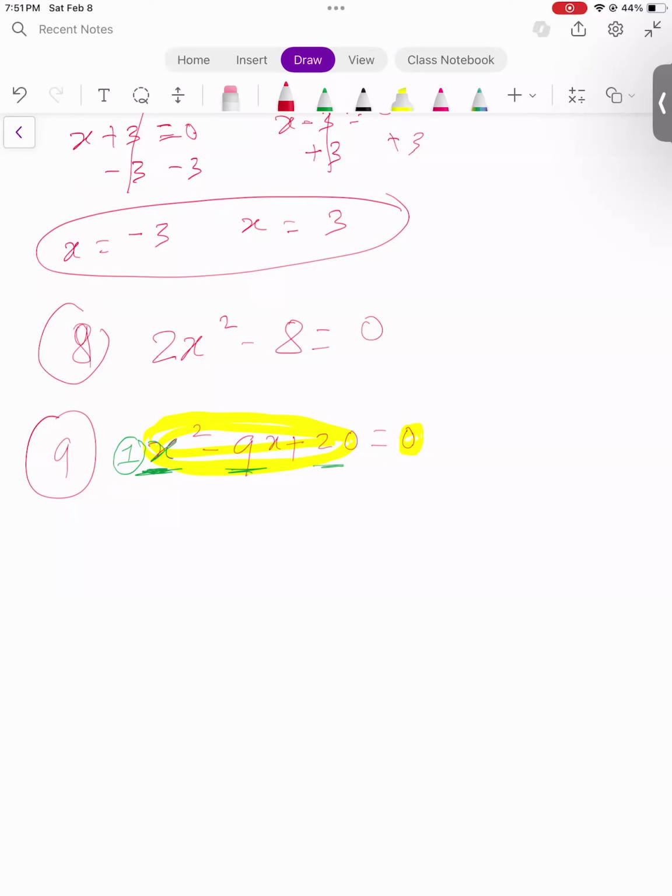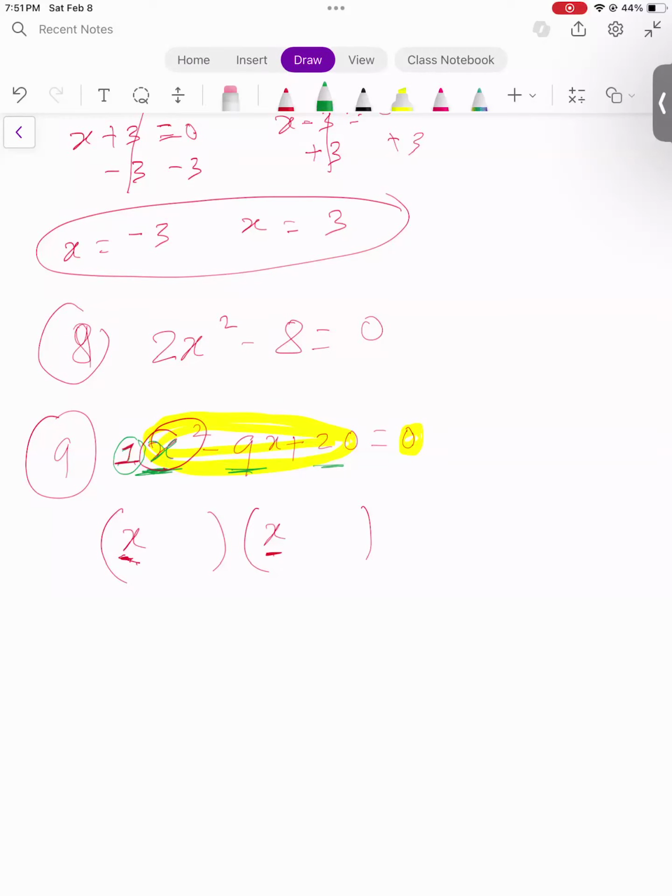So instead of the AC method, we use FOIL. If it is in quadratic form and the coefficient of the square term is 1, then we use FOIL. That is, you can get the factors in one line. So we get the two factors. Now we look for the first terms whose product is x squared. Can you think of two first terms whose product will be x squared? It has to be x and x, right? X times x is x squared.